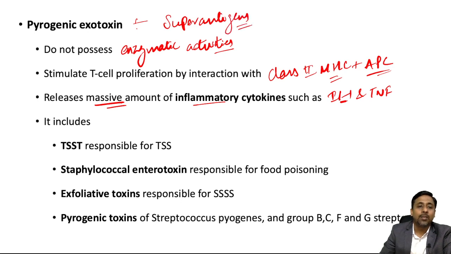Okay. And what does it include? It includes TSST. What is that TSST? This is toxic shock syndrome toxin, which is responsible for toxic shock syndrome. This is produced by Staphylococcus aureus.